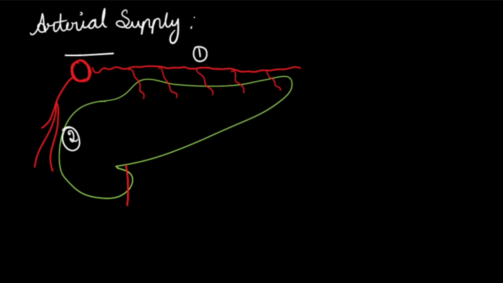And already we had talked regarding the superior mesenteric artery, which is also another branch of aorta. Here it will be presenting, and from the superior mesenteric artery we will be having the inferior pancreatico-duodenal artery branches. So these three arteries form the major blood supply of pancreas.